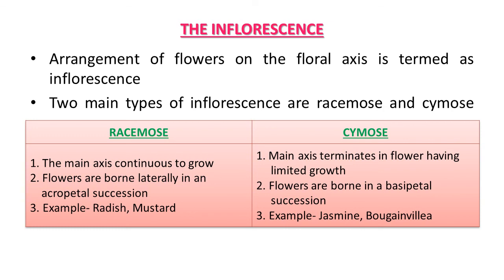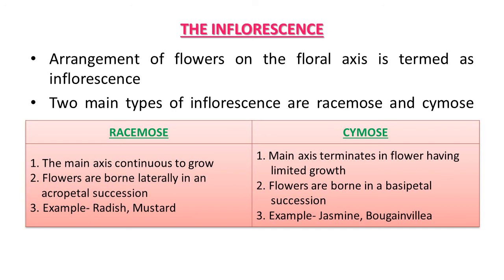Inflorescence. All of you have seen different types of flowers. If you try to observe the arrangement of flowers on the axis or rachis, then different types of arrangements or patterns are observed. So this arrangement of flowers on the floral axis is known as inflorescence. On one stalk or axis or rachis, many flowers are arranged, and collectively this arrangement of flowers on the axis or rachis is inflorescence.